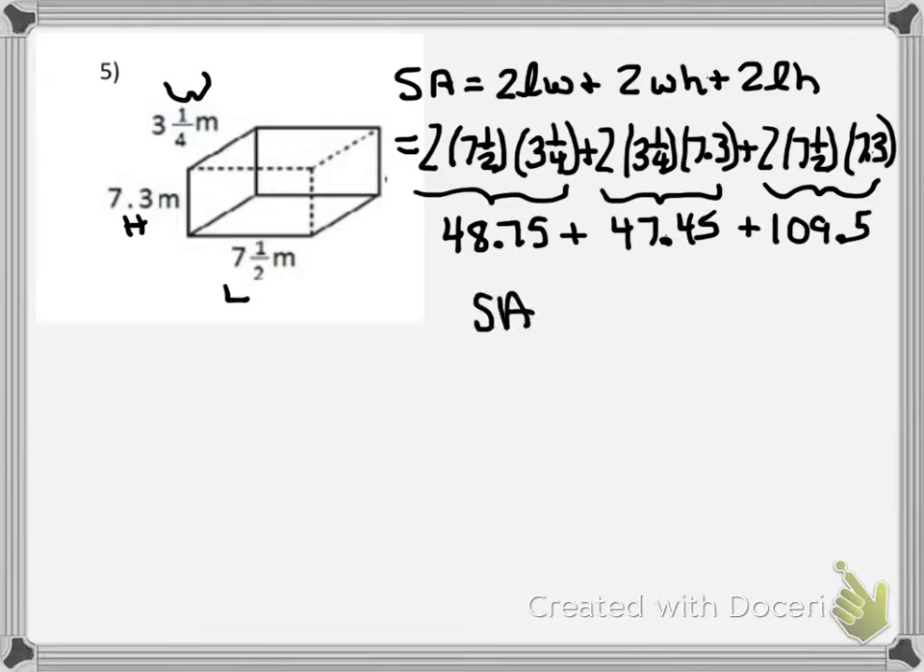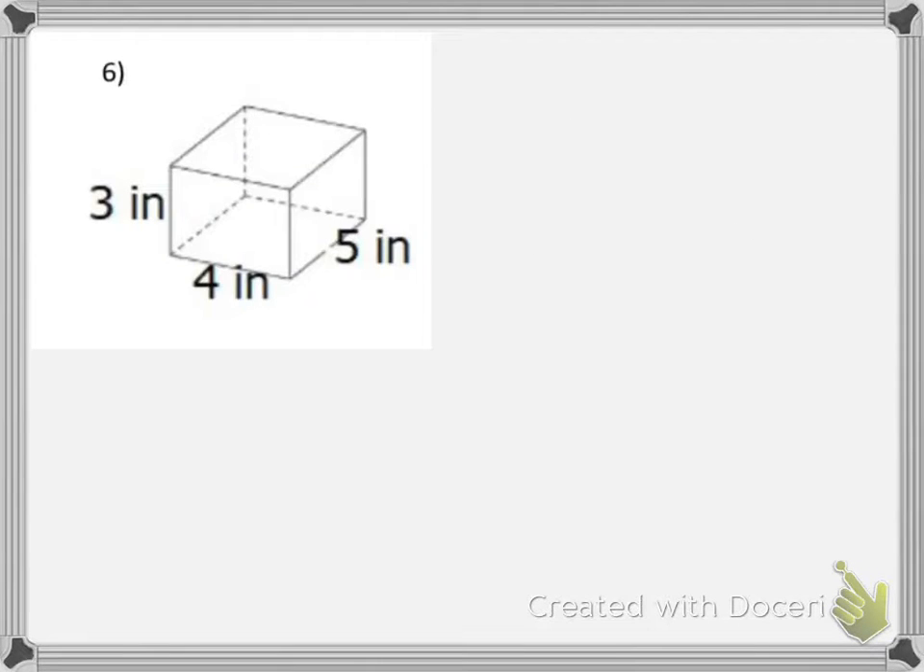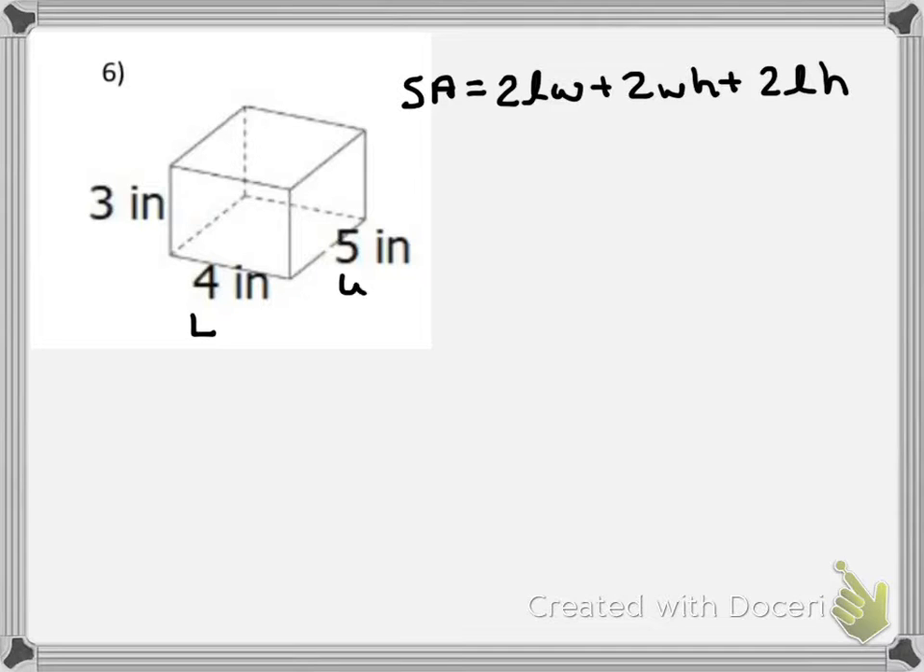And so our surface area is 205 and 7/10. All right, number 6 here. Again, another rectangular prism. We're going to use our formula, same as we just did: 2 times length times width, plus 2 times width times height, plus 2 times length times height. So I'm going to say 4 is the length, 5 is the width, and 3 is the height.